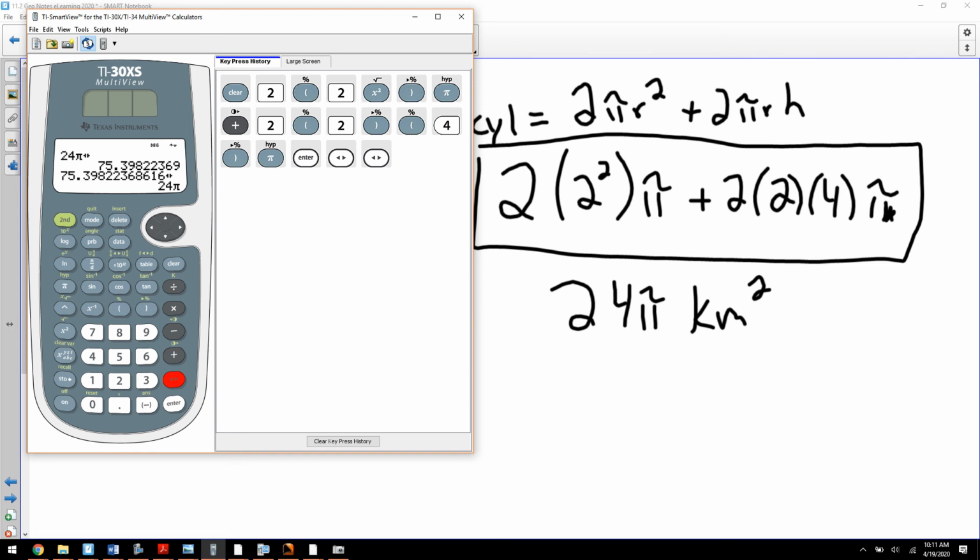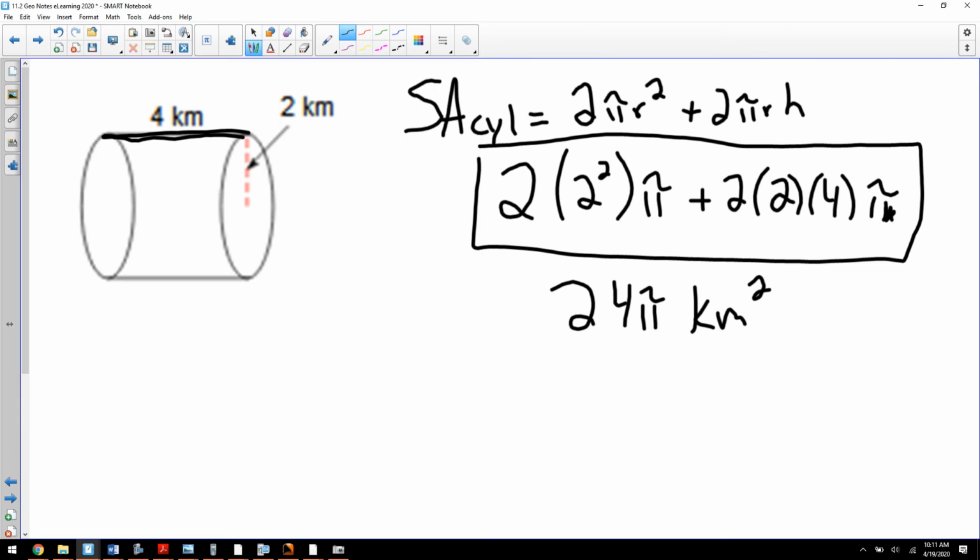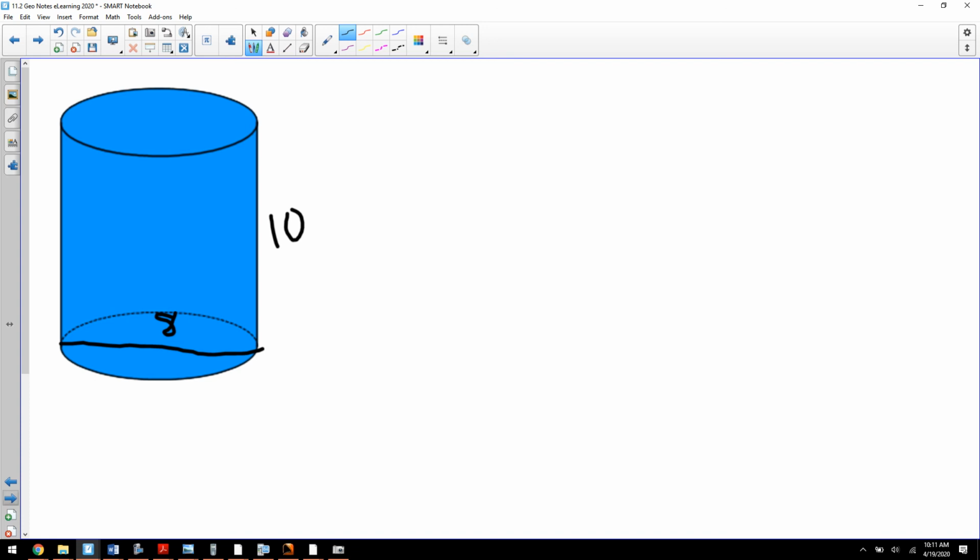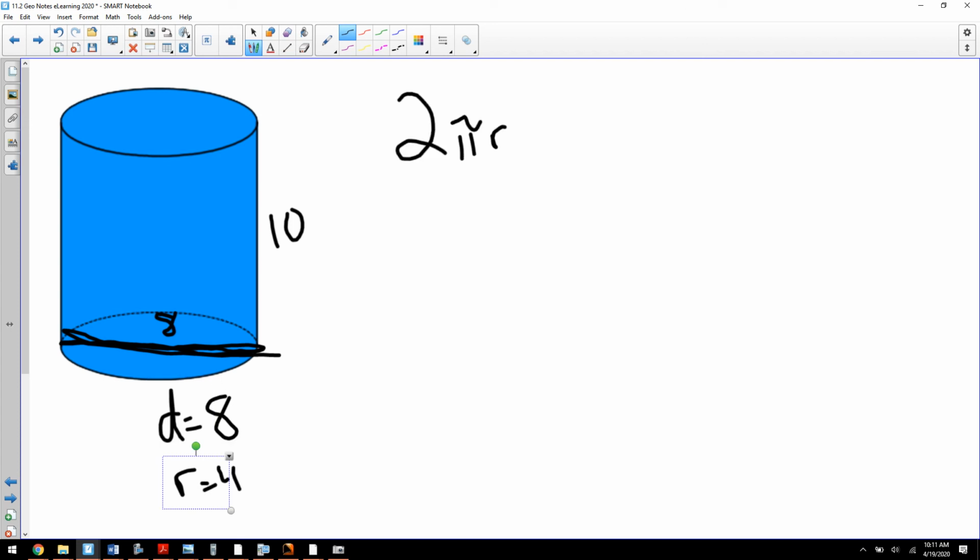Okay, let's look at one more. Cylinders are pretty easy. Hopefully this will be a quick one for you guys today. In this case, we have another cylinder. This one, you'll notice you've got a diameter now of 8. So worst case scenario, you know that if the diameter is 8, that means the radius is half of it, which is 4. So formula, 2 pi r squared plus 2 pi r h. Well, how far apart they are is 10.